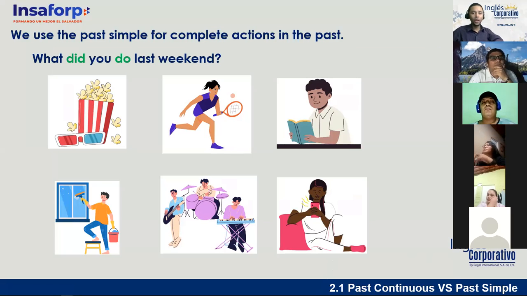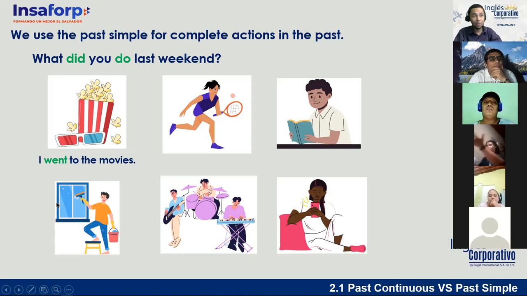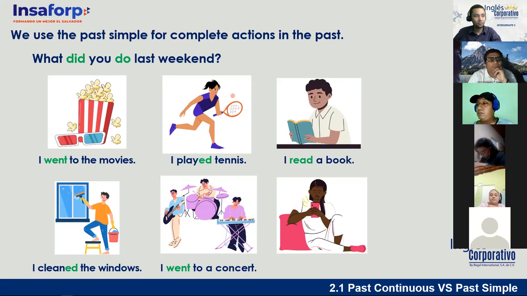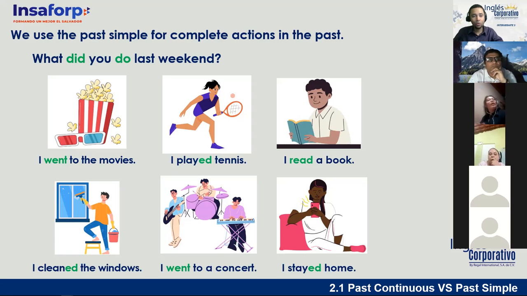So we use the past simple for complete actions in the past. I ask you, what did you do last weekend? And maybe you will tell me things like, I went to the movies. Past simple. Maybe somebody else will tell me, I played tennis. Again, that's past simple, a complete action in the past. You finished. Maybe you will tell me, I read a book. Past simple again. I cleaned the windows. I went to a concert. Or simply, I stayed home. If you notice, all the actions are complete.